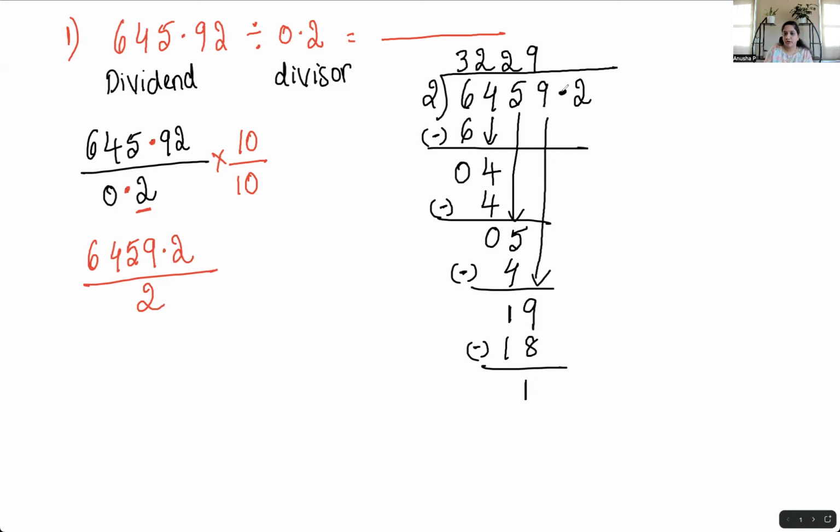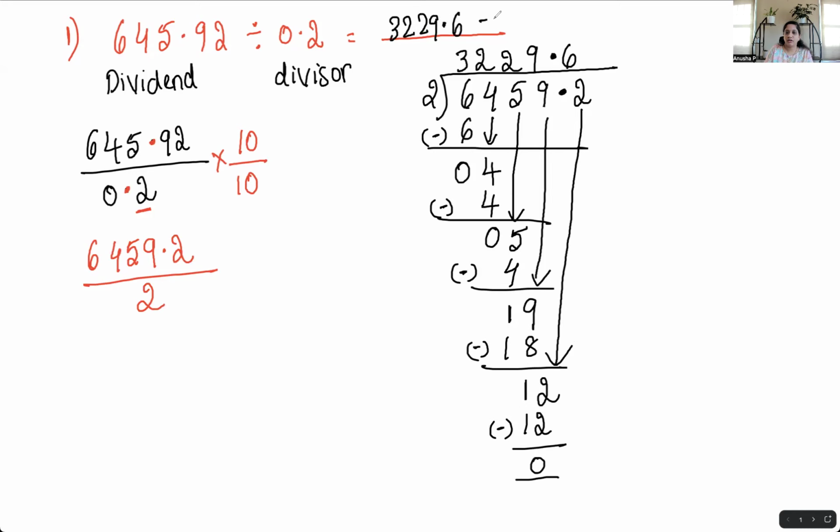Because of the decimal point here, we will put a decimal point in the coefficient. And then we will bring the next number 2 down. So 2 times 6 is 12. So 12 minus 12 is 0. So we got the answer as 3229.6. That is called the coefficient.